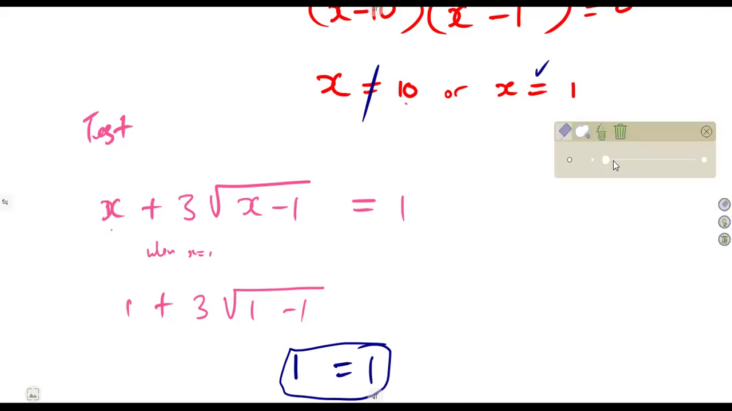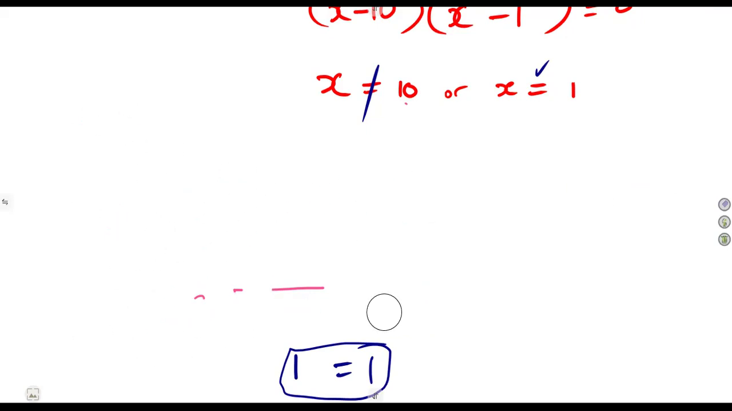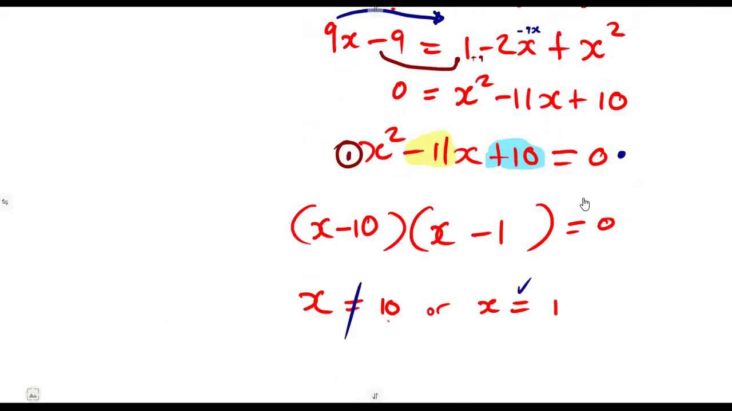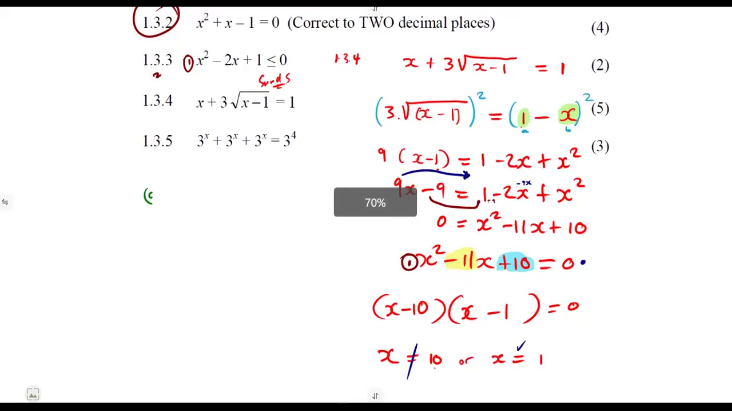So that is it, guys. Remember to test your solutions at the end, to see which one is going to satisfy the equation. So this is what we had. Just like that. So our x is supposed to be equal to 1. So that is it, guys.